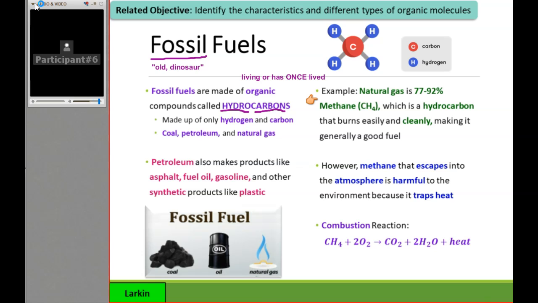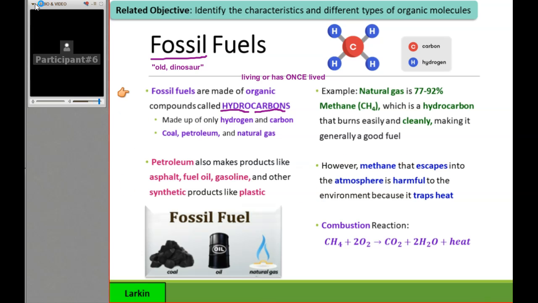So an example here would be natural gas. Natural gas is 77 to 92% methane. And methane, we learned about in our unit on compounds, is CH4. Again, made up of carbon and hydrogens. It's a hydrocarbon. It's a fossil fuel. So it's a hydrocarbon that burns very easily and cleanly, generally making it a good fuel. If you have a gas stove, methane is probably what is powering your gas stove. However, methane can escape into the atmosphere, and any methane that escapes can be harmful to the environment because it can trap heat.